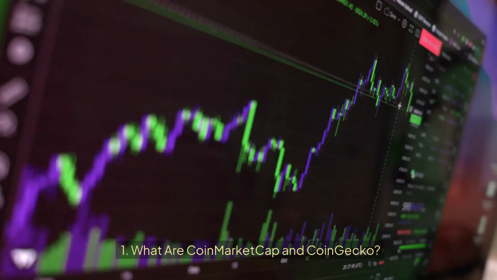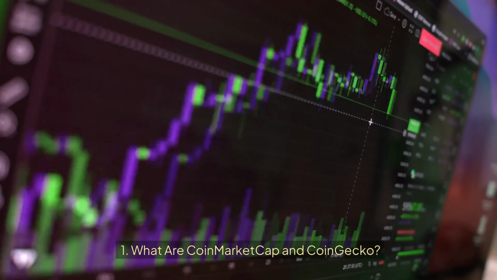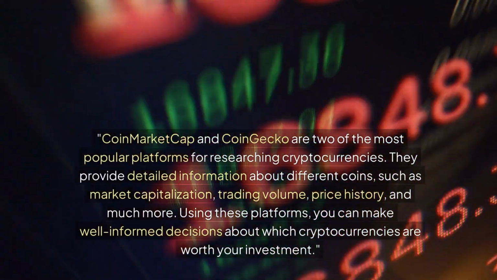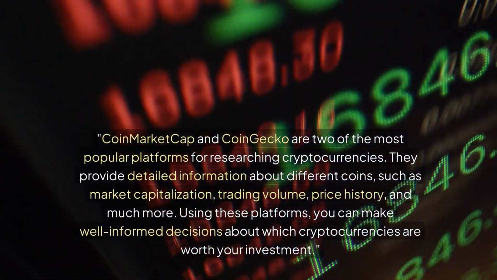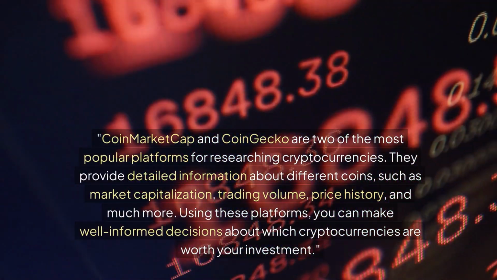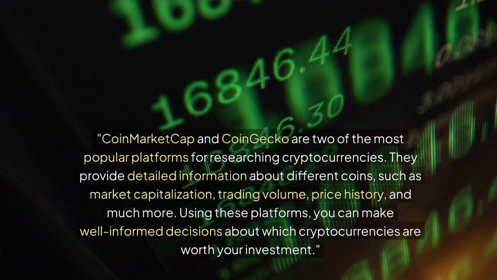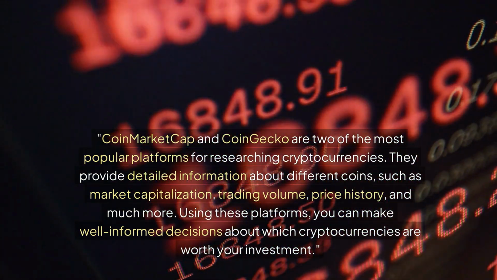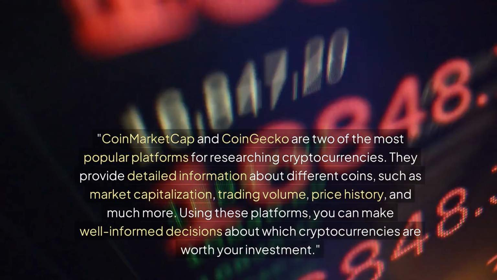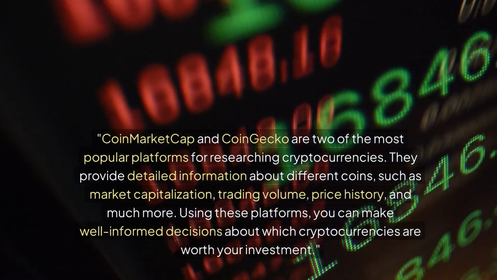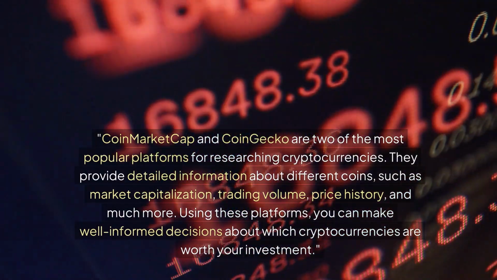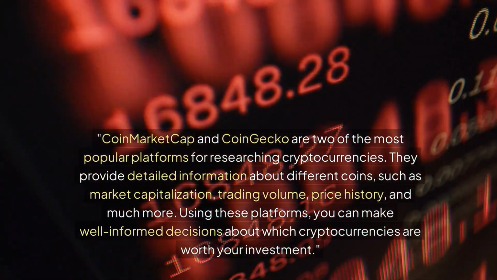1. What are CoinMarketCap and CoinGecko? CoinMarketCap and CoinGecko are two of the most popular platforms for researching cryptocurrencies. They provide detailed information about different coins, such as market capitalization, trading volume, price history, and much more. Using these platforms, you can make well-informed decisions about which cryptocurrencies are worth your investment.